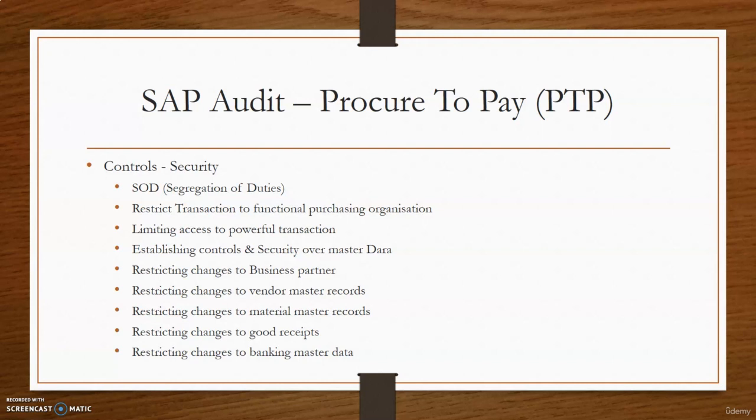The other is limited access to powerful transactions. Powerful transactions are basically: perform mass maintenance of PO, that is the T code MEMASSPO. The other is perform mass maintenance of purchasing info records, the T code is MEMASSIN. Then confirm vendor changes, that is FK09. Delete archived purchase order, that is RM06ID47. Mass vendor maintenance, that is XK99.